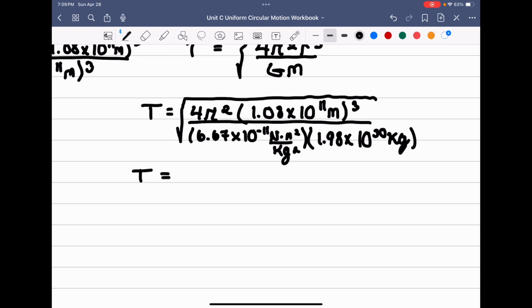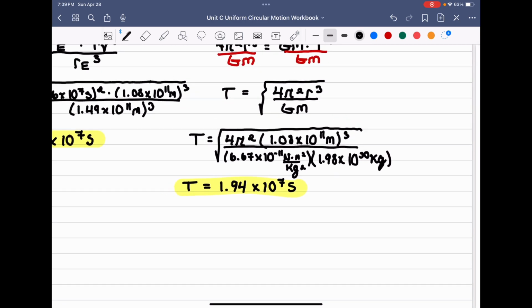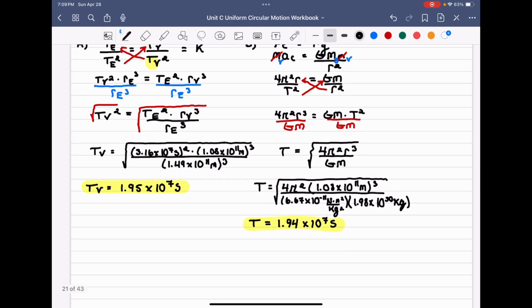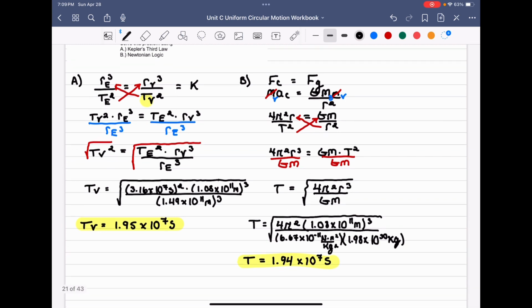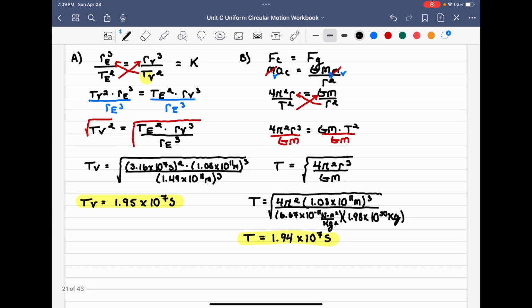And then from here, we're going to get the value of 1.94 times 10 to the power of 7 seconds. Highlight that, great. This is our period for Venus as it goes around the sun. Now, here's what I want you to recognize, that whether we use Newtonian logic, which is part B, or we use Kepler logic or Kepler's ideas, Kepler's third law in particular, we end up getting the same value. Now, you're probably questioning this, just like my students did in class. Why is there a discrepancy between the two?